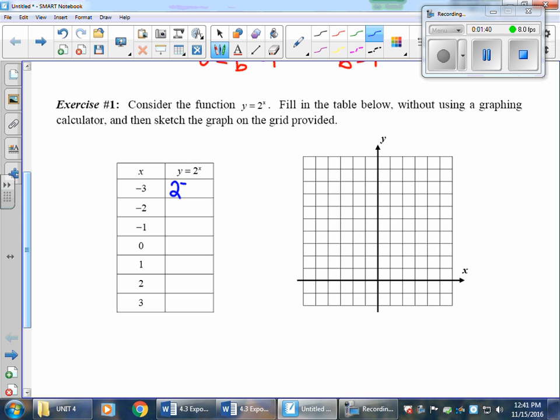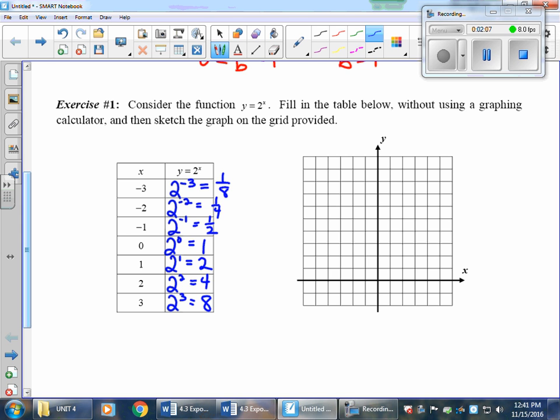So 2 to the negative 3 is equal to 1 over 8. Now you can do the decimal equivalent as well. All right, so 2 to the negative 2 is 1 over 4. 2 to the negative 1 is 1/2. 2 to the 0 is 1. Anything to the 0 power is always 1. 2 to the first power is 2. 2 to the second power is 4. And 2 to the third power is 8.